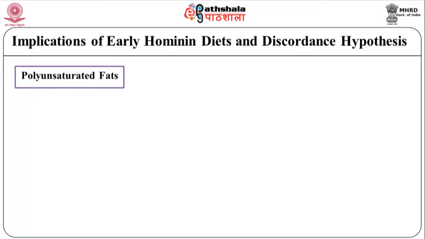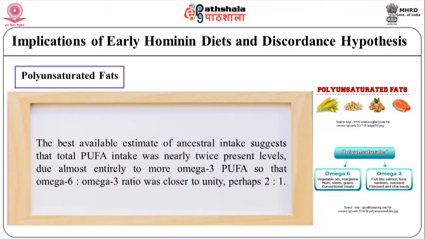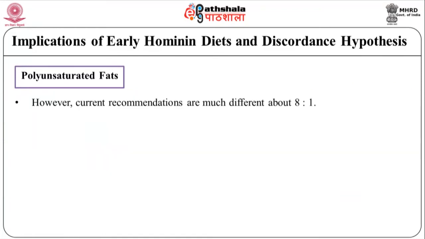Now let us see polyunsaturated fats. In the United States, the total polyunsaturated fatty acid consumption is estimated to average about 15 grams per day, with omega-6 polyunsaturated fatty acid intake about 10 times that of omega-3 polyunsaturated fatty acids. The best available estimate of ancestral intake suggests that total PUFA intake was nearly twice present levels, due almost entirely to more omega-3 PUFA, so that the omega-6 to omega-3 ratio was closer to unity, perhaps 2:1. However, current recommendations are much different, about 8:1.